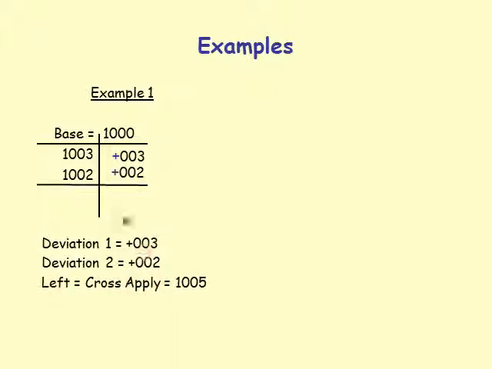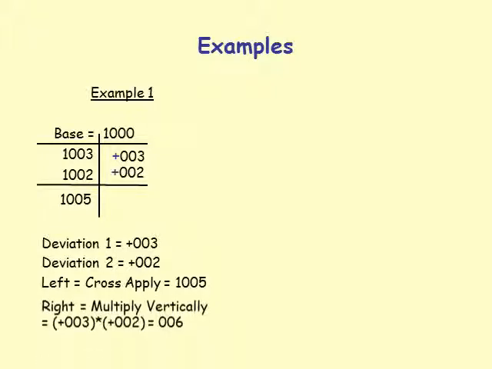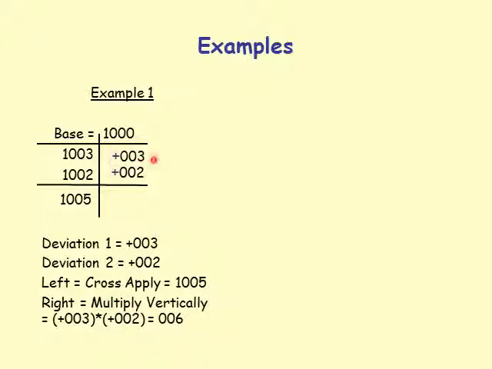On the left we apply crosswise: 1002 plus 003, or 1003 plus 002, which is 1005. So 1005 goes on the left, and on the right we multiply vertically. 003 times 002, with plus signs, is 006, and we need 3 digits here.